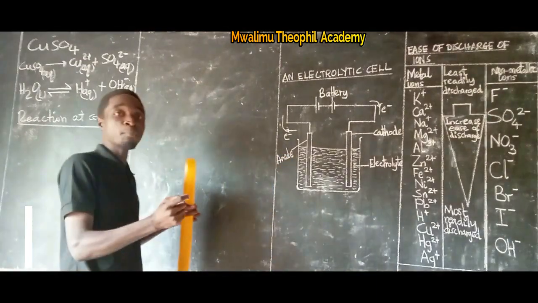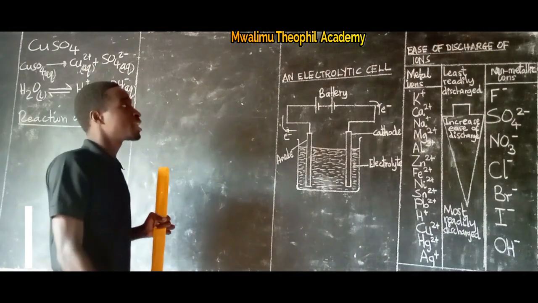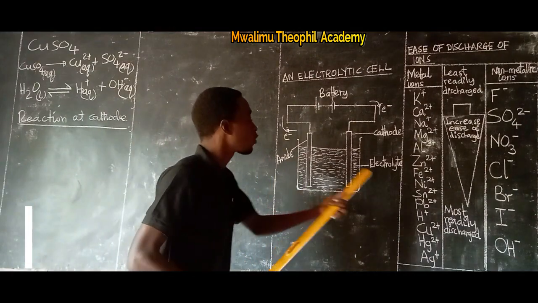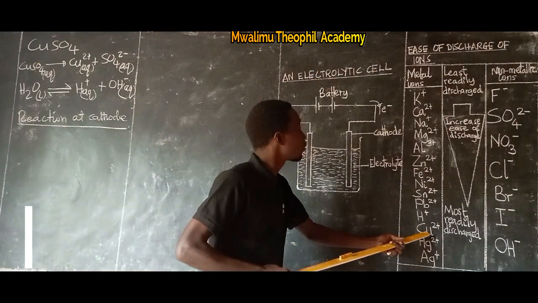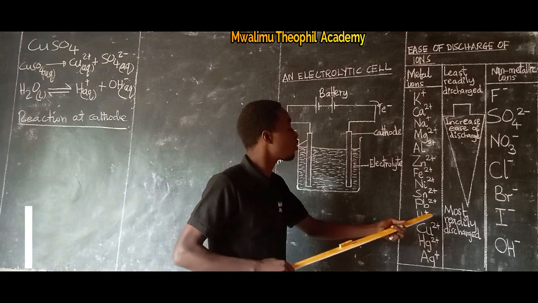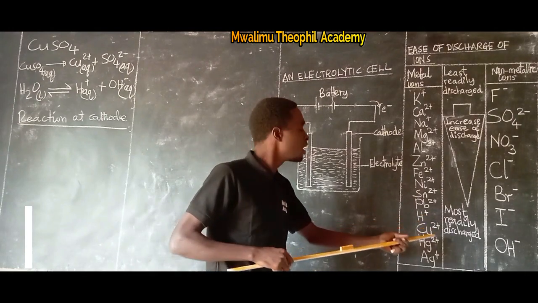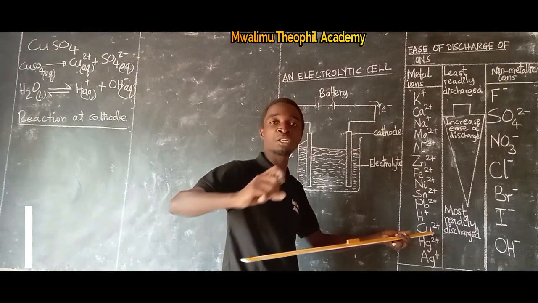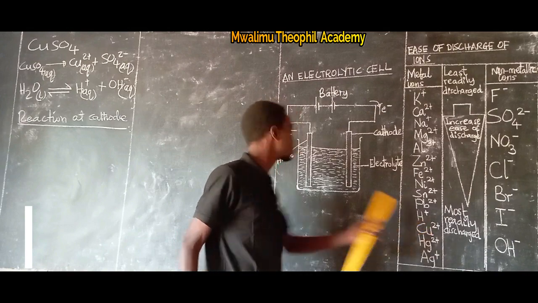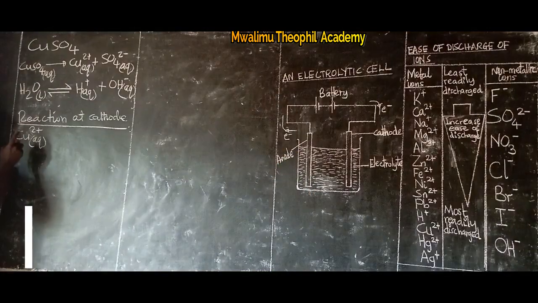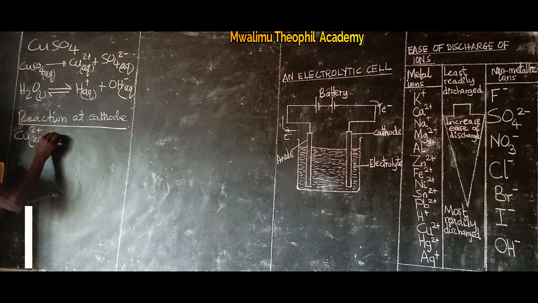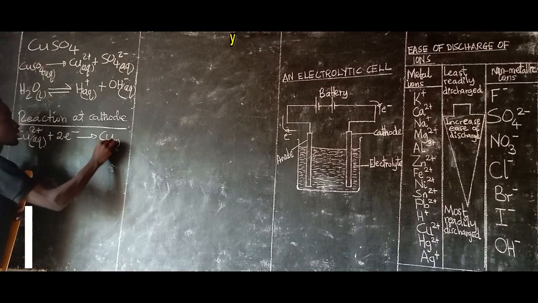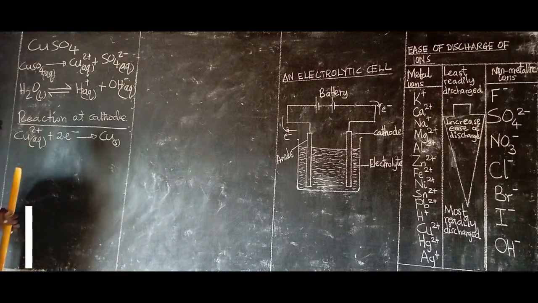Here, simply, we are going to look across the electrochemical series. In the electrochemical series, we find that copper 2 ions is below hydrogen proton. So it means that as copper 2 ions is below hydrogen proton, copper 2 ions is going to be discharged in preference to hydrogen. So the reaction at cathode will involve the discharge of copper 2 ions to form copper metal, as you may see. So this will be the reaction at cathode.